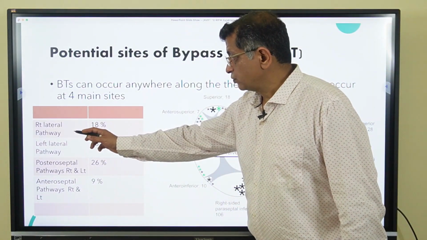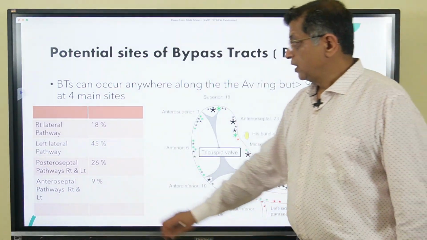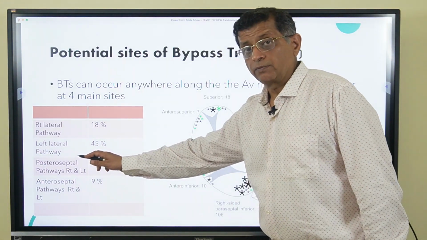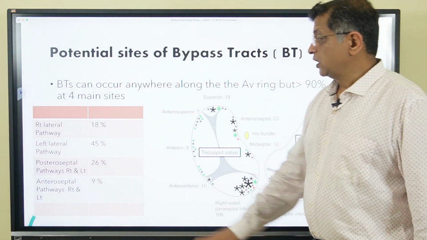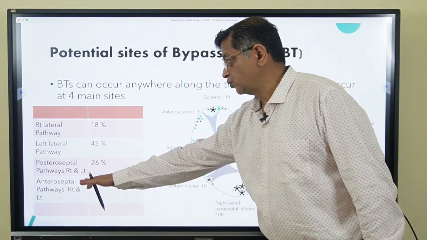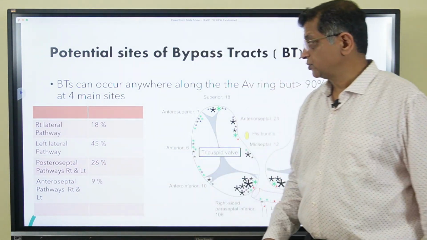The right lateral pathway is 18%. The most common is the left lateral pathway, which is 45%. Then posteroseptal, right or left, about 26%, and anteroseptal, right or left, about 9%.